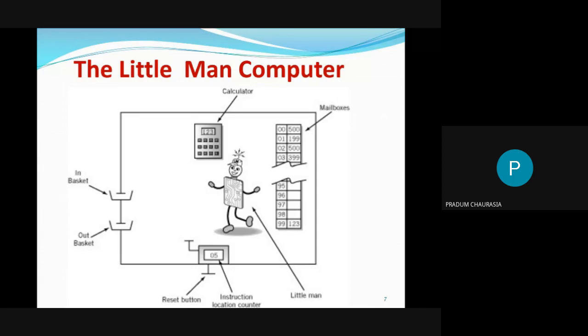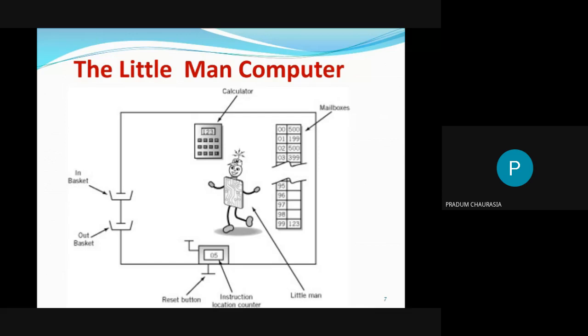It's the Little Man Computer. So the Little Man is a small person who is living inside a box, you can say the CPU. He has a lot of things with him: a calculator, a mailbox, a reset button, let me say a counter, and two baskets. One is for inputting things to the little man, and the out basket is for when we need something from the little man, he gives it through the out basket, right? So this is a simplified view.